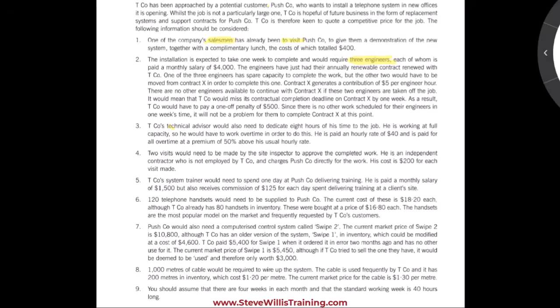Coming back, we see paragraph 3 is about some technical advisor. Paragraph 4 is about some site inspector. Paragraph 5 is about a trainer. Paragraph 6, we see it's about some handsets. 7 is about a control system. Paragraph 8 is about some cable. So identify the topic of each paragraph before we go further.